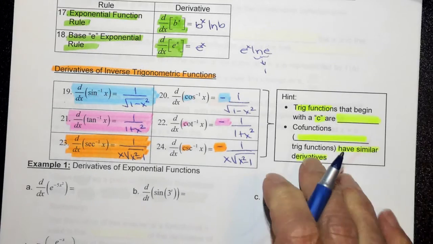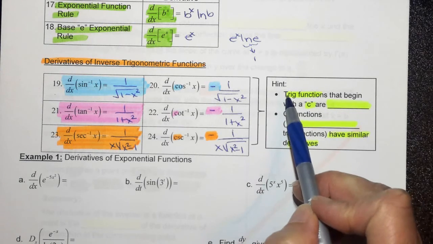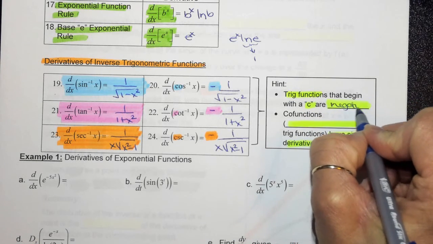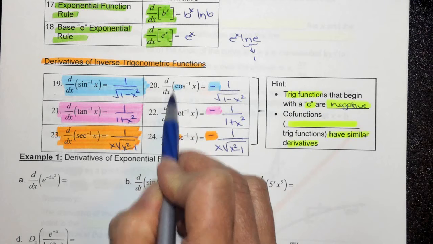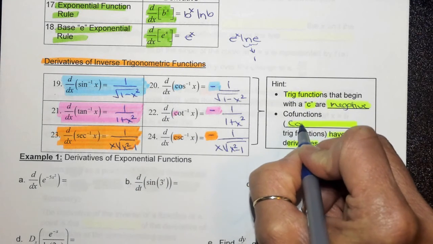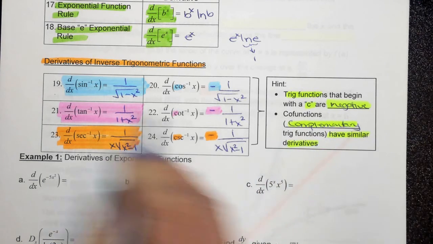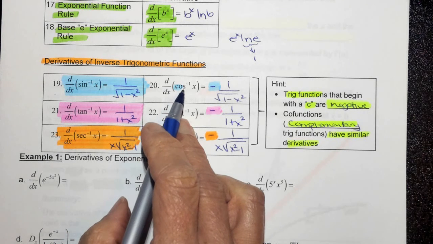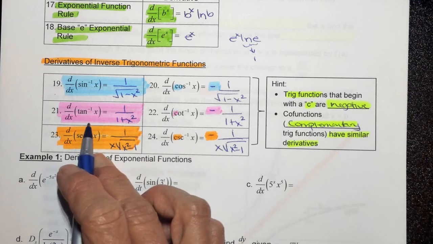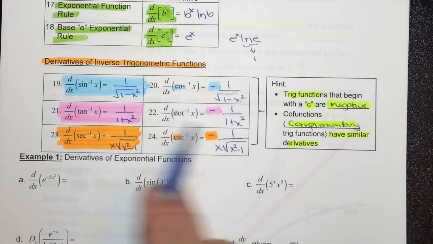Okay, so these are some hints that I went over when we were talking about derivatives of trig functions. Remember, trig functions that begin with c are negative, meaning their derivatives are negative, like these right here. And then cofunctions that are complementary, which was reviewed in trig functions, meaning cosine is the complementary trig function of sine, cotangent of tangent, and cosecant of secant. They will have similar derivatives if you didn't notice here.